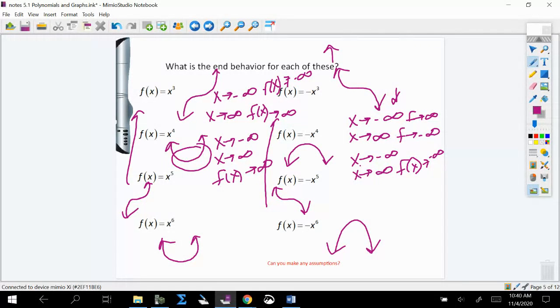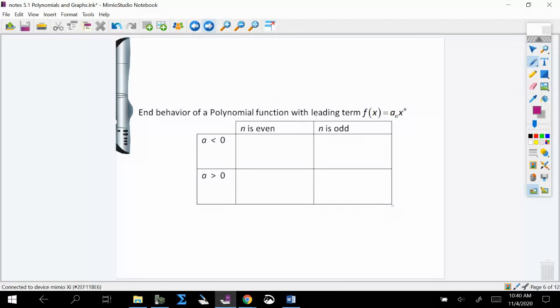So here's the pattern if you haven't figured it out yet. It depends on if the degree is even versus odd. If we have an even degree versus an odd degree, we have a better idea of what the end behavior looks like. We can also know if something's even or odd, get an idea of what it would look like, or if I give you a picture, you could tell if it's even or odd just by looking at the ends of it. So here's how we summarize this, looking at even versus odd.